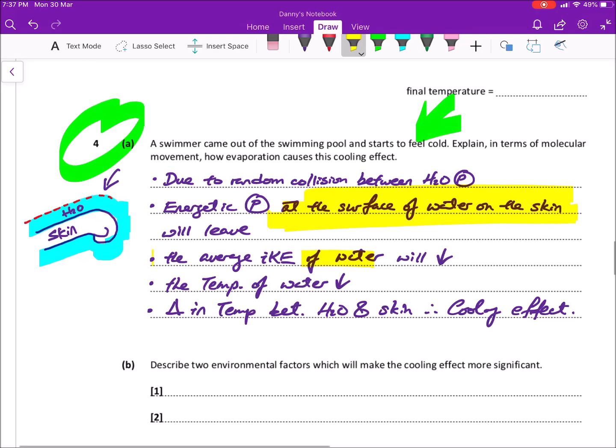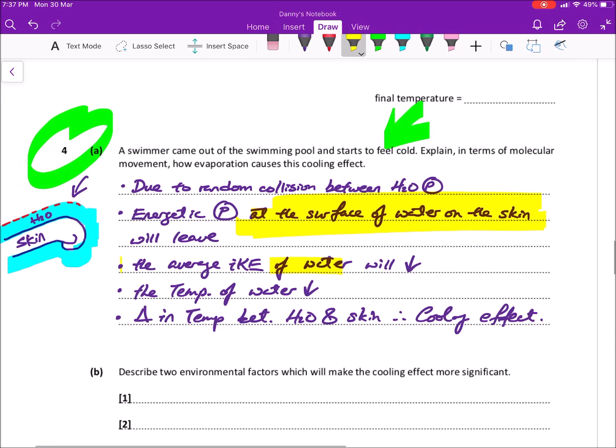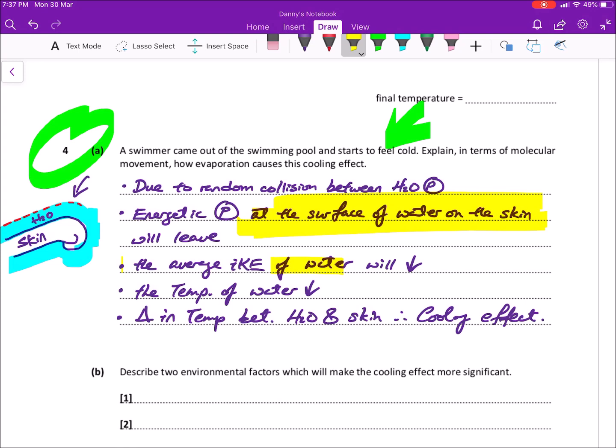So when you talk about evaporation, don't go and talk about, oh, there is random collision, and then the particle can be faster, slower, and you take 3 lines talking about that. That is not the focus, right? So because of that, if you want to talk about KMM and random collision, limit it to 1 line. Just say that there's random collision, and because of that, there will be some energetic particle at the surface of the water on the skin.